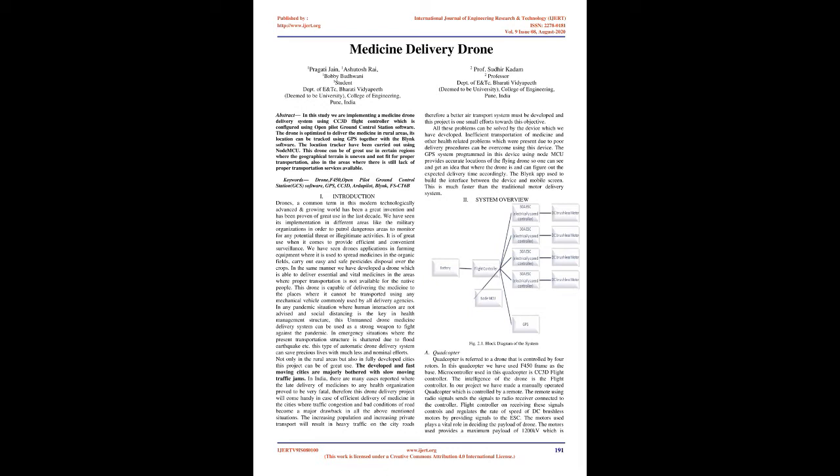Not only in the rural areas but also in fully developed cities this project can be of great use. The developed and fast-moving cities are majorly bothered with slow-moving traffic jams. In India, there are many cases reported where the late delivery of medicines to any health organization proved to be very fatal, therefore this drone delivery project will come in handy for efficient delivery of medicine in the cities where traffic congestion and bad conditions of road become a major drawback in all the above-mentioned situations. The increasing population and increasing private transport will result in heavy traffic on the city roads.